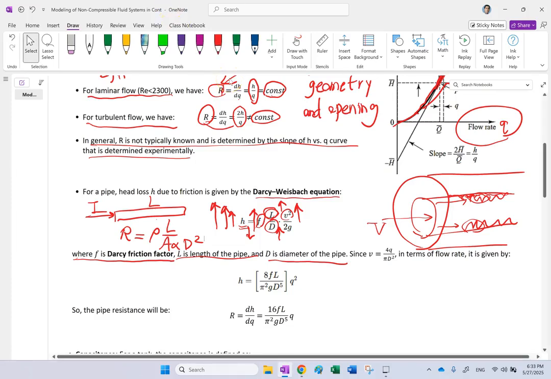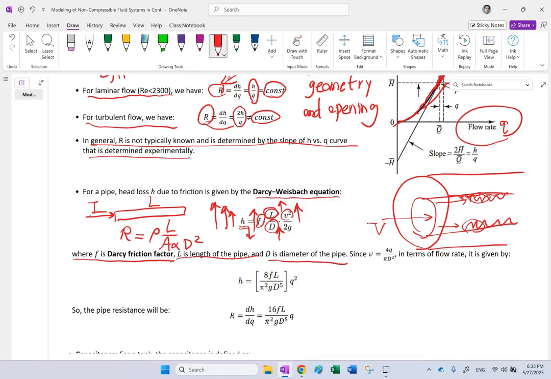So this is the Darcy-Weisbach equation. Now, if you want to find a resistance out of this formula, first replace this V with flow rate Q. We know that V equals Q over A, and this A is pi D squared over 4. So if you replace it, V is 4Q over pi D squared. Plug it up here, and your H is going to be written in terms of Q like this. So head loss versus the flow rate can be written like that.